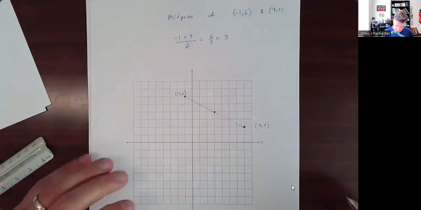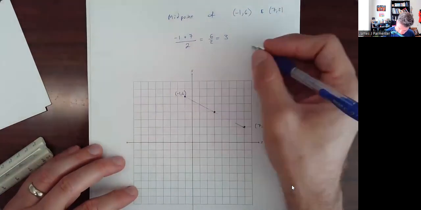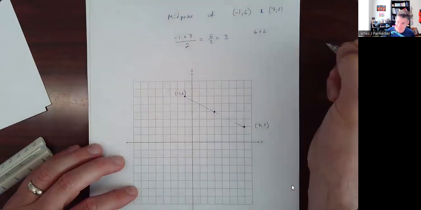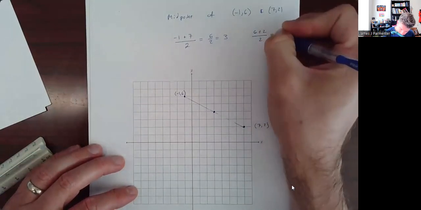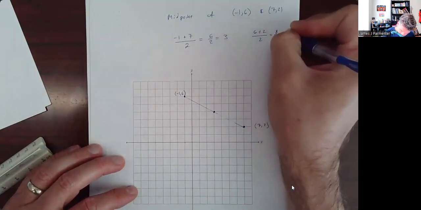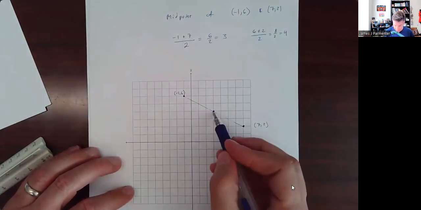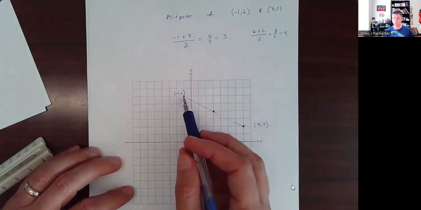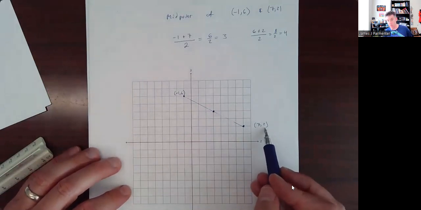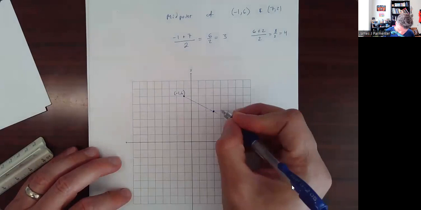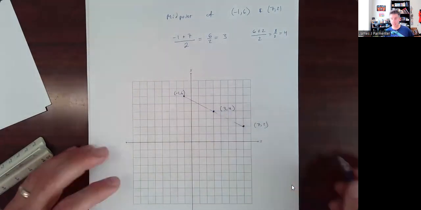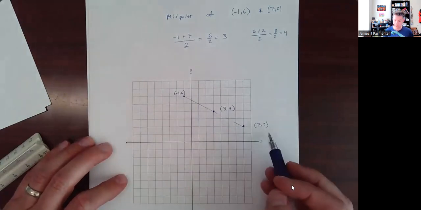In a similar way, for the y coordinate, if I take the average of 6 and 2, 6 plus 2 is 8. 8 divided by 2 is going to be 4. And that y coordinate is 4, 1, 2, 3, 4. That's totally halfway between 2 and 6. It's 2 more than 2 and 2 less than 6. So this point here, 3, 4, is the midpoint of the points -1, 6 and 7, 2.